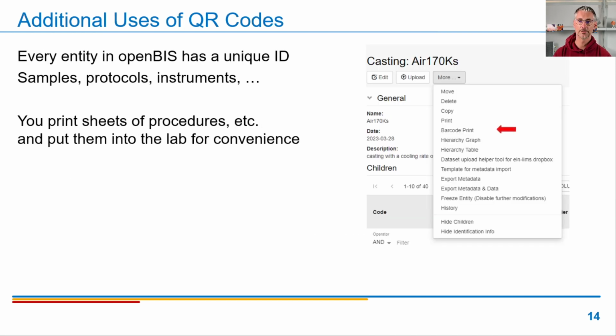There are also additional uses of QR codes, because as we said earlier, every single entity in OpenBIS has a unique ID, so it does not only refer to samples, but also, for example, to protocols or to instruments and so on. So if you want, you can print, say, laminated sheets that refer to the procedures and so on, and put them in the lab for convenience. So if you want then to model your relationships, you also can make use of the QR code scanner instead of searching for them manually.